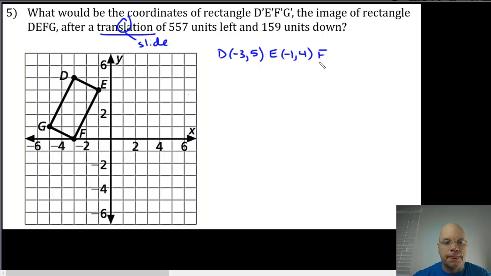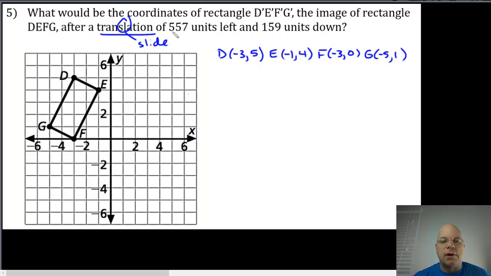Vertex F is actually on the x-axis. It's 3 to the left, but it's not up or down at all, so it's negative 3 for x. And the y-coordinate is 0 if I'm on the x-axis. I'm not going up or down at all. G is 5 to the left, so negative 5 for x, and then up 1, so positive 1 for y. E, D, and G all seem reasonable as far as their coordinates because I'm in the second quadrant, so I should have all negative x values and positive y values. And then vertex F is on the x-axis.